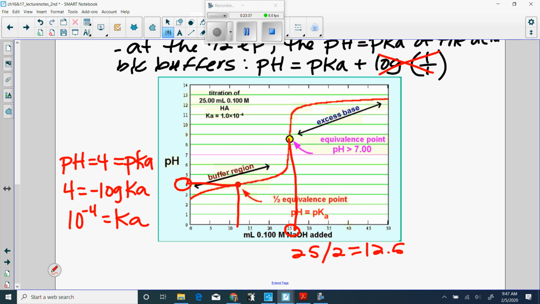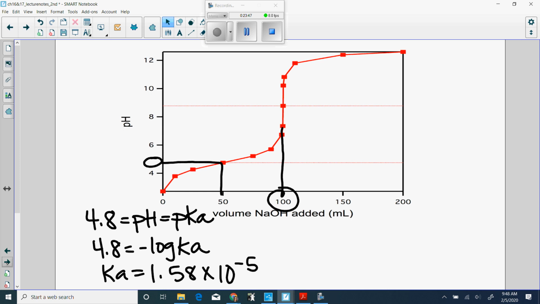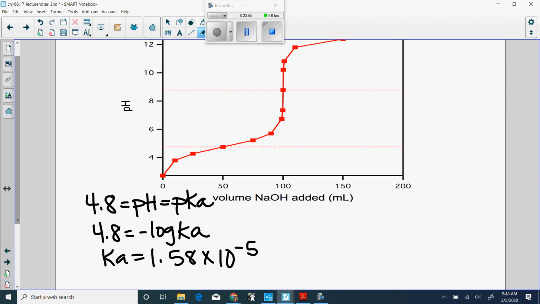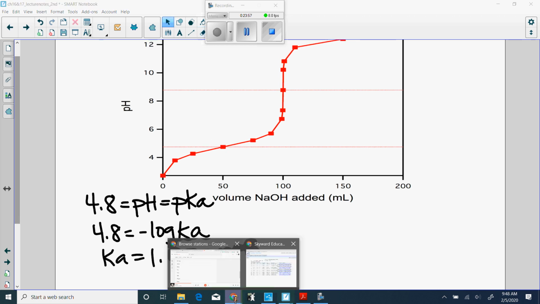It's like a shortcut to do the unknown. I just have one sample problem for you to do quick. It's not in there. It'll be in there next year. Can you just look at this graph, please? And see if you can figure out what the Ka is with your battery.